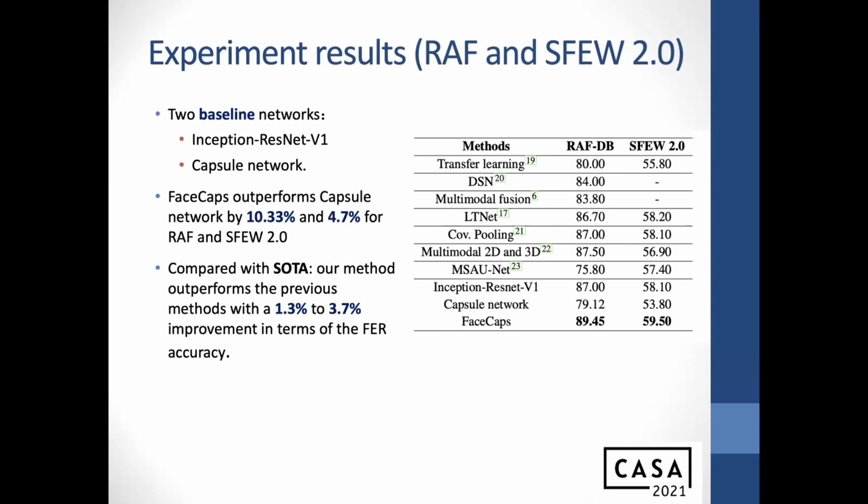To evaluate the method, we designed 2 baseline networks. The first one is an Inception-ResNet V1, and the second one is a capsule network. From this table, we can observe that compared with the capsule network, our method outperforms by a large margin, almost 10% and 4.7% for RAF and SFEW respectively.